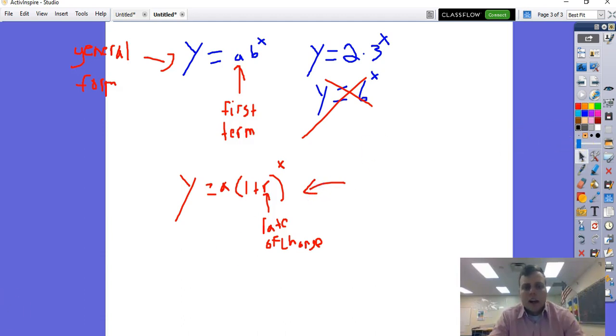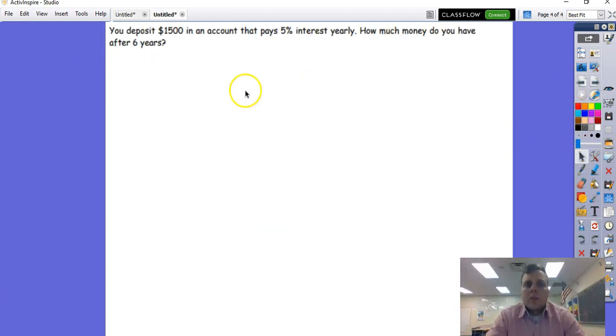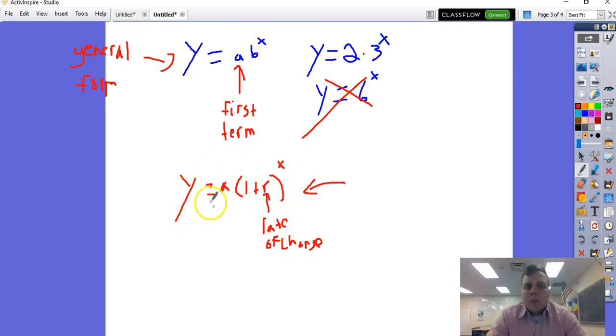So, just a quick random example on using this idea right here, okay? The quick random example is this. You deposit $1,500 in an account that pays 5% interest yearly. How much money do you have after 6 years? Okay? This is where you've heard the term compound interest. This is where compound interest kind of comes into play. All right, exponential functions deal with compound interest. Okay, we're going to take this formula and use it.